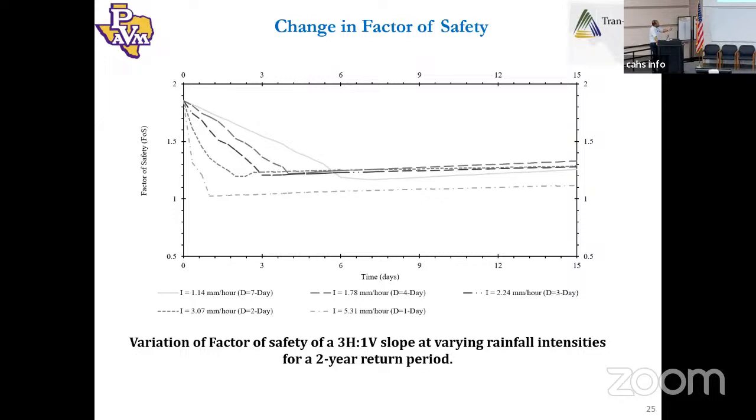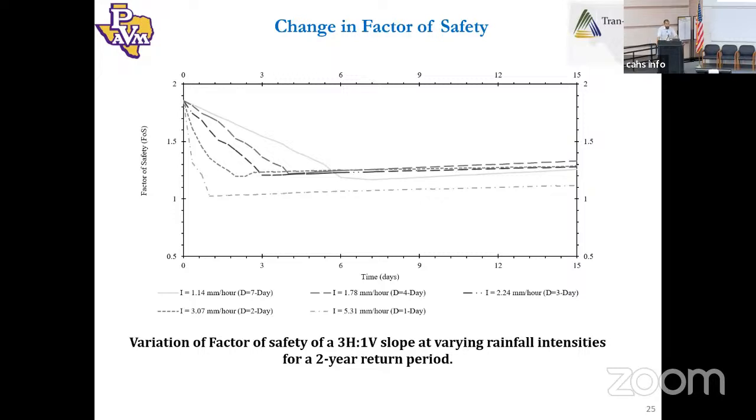So again, similarly for I equal to 1.78 for 4 days, for 2.24 for 3 days, for different durations and different intensities, we try to see for each of the cases how the factor of safety reduces significantly from the initial condition. Just for example, if your 1.14 millimeter per hour of rainfall continues for 8 days, maybe it will continue like this. And as I said, if the factor of safety is less than 1, that means the slope has already failed.